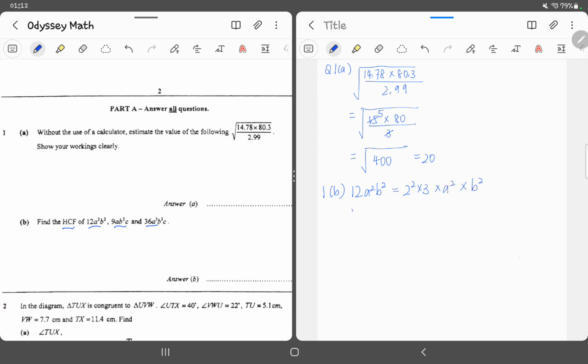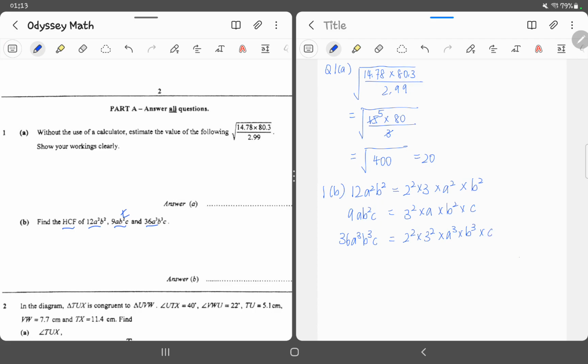Now for 9a b square c, 9 is actually 3 square, and a times b square times c. And the next one is 36a cubed b cubed c. This is equal to, for 36, we can write it as 2 square times 3 square, and for a cubed we write it as it is, times b cubed times c.